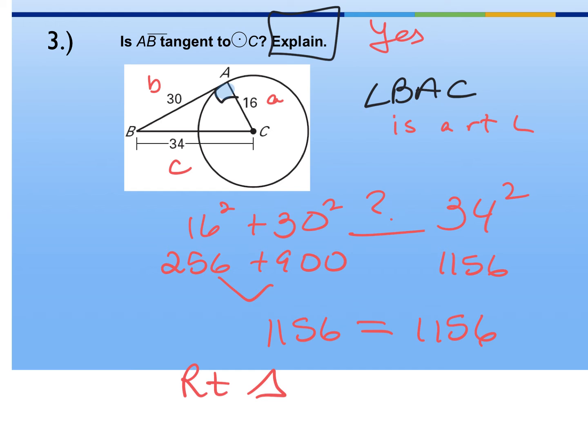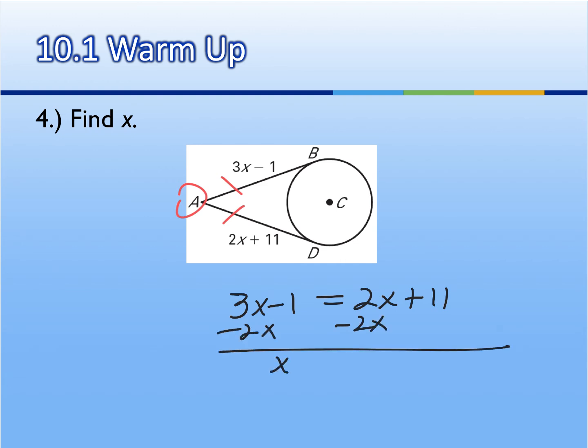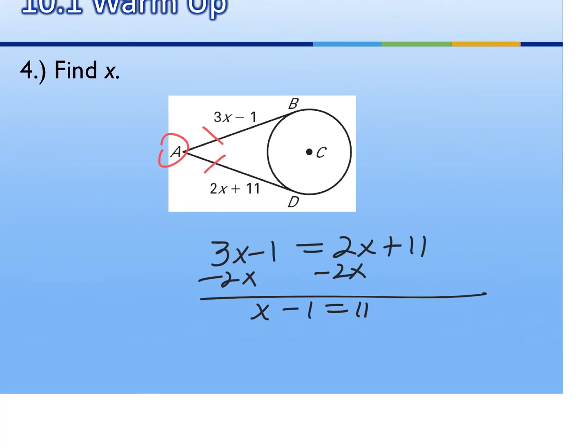And then here, I just did this one. AB is tangent because it does satisfy the Pythagorean theorem. And here, again, same question we just saw in the review, that when you have two tangent segments and they meet at the same common external point, they're congruent. So here you would just set them equal to each other and solve for x. And then here, let me go ahead and solve this one. 3x minus 1 equals 2x plus 11. Subtract 2x. X minus 1 equals 11. Add 1. X equals 12.